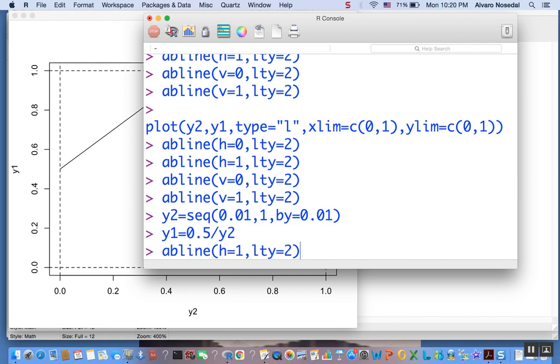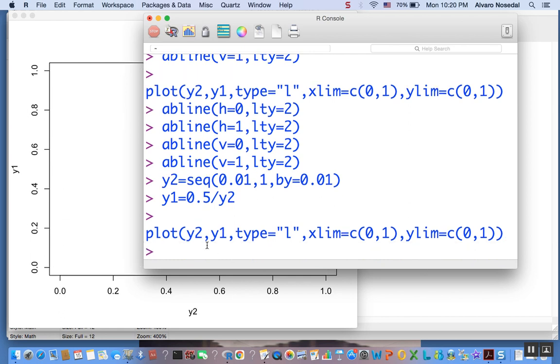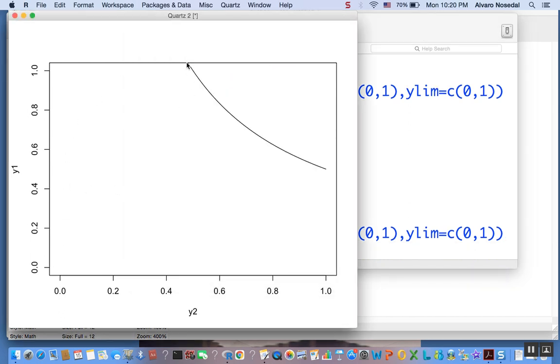Now let me plot. The syntax of this function plot is first you want the numbers that go on the horizontal axis and then the numbers that go on the vertical axis, type L because I want a line, and then xlim establishes the limits for the variable that goes on the horizontal, and ylim establishes the limits for the variable that goes on the vertical. Since both y2 and y1 live between 0 and 1, that should work. Okay, so we have that curve.